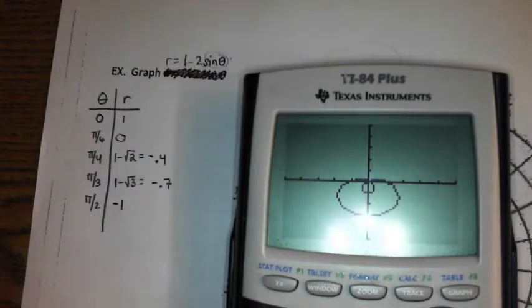We won't be using this a lot because we don't have our calculators, but your calculator does do polars. You can use it as a checking mechanism, which is kind of cool.